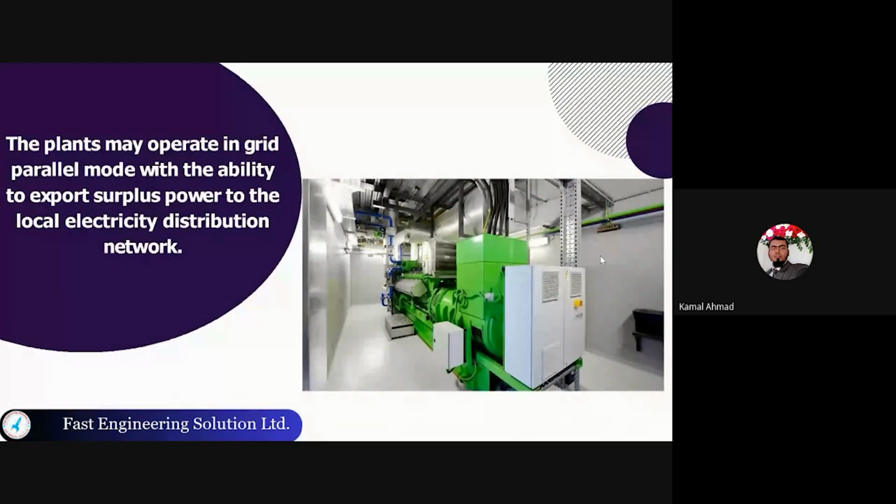In this picture, you can see that this plant may operate in grid parallel mode with the ability to export surplus power to the local electricity distribution network, or if they have the requirement, they can use the complete power in their facility, so that they will not need to get power from the local distribution area. So it will save the capacity payment or any other charges.